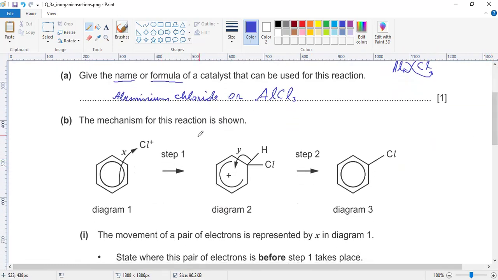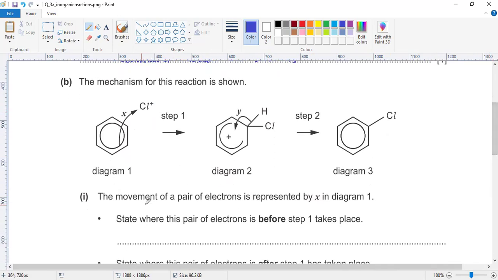Okay, this is the mechanism shown here, and chloronium ion acts as the electrophile. So the electron cloud, or the pi electron ring system, or the delocalized electron system attacks the electrophile, and as a result the sigma complex is formed, and finally the product is obtained when deprotonation occurs here. So what is the question? The movement of a pair of electrons is represented by X. This is the one movement in the diagram, and the second movement is Y.